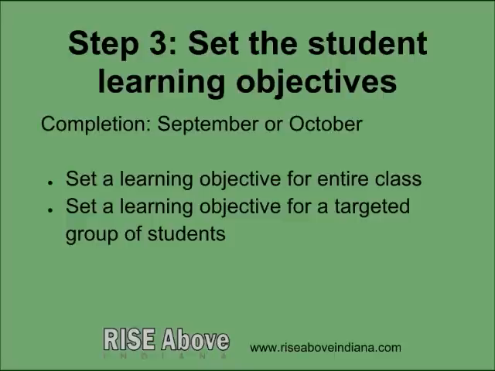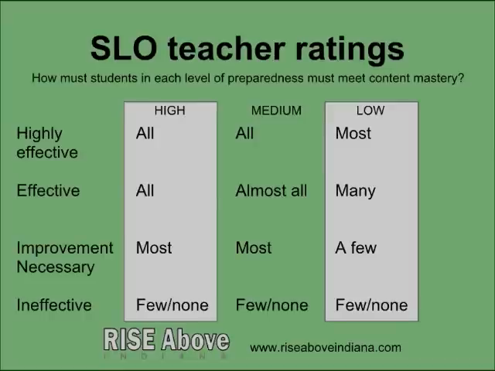Step 3 in the student learning objectives process is to set student learning objectives. It should ideally be completed in September or October, along with the setting of student starting points. By this point, a quality assessment should have been selected, and the content mastery standard for that assessment should have been set. Student starting points should have also been set. Based on the starting points of students in the course, the teacher will set goals for student performance on the assessment chosen for the course.